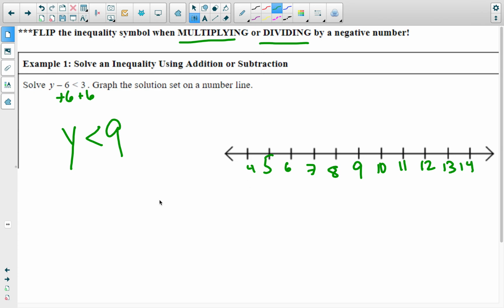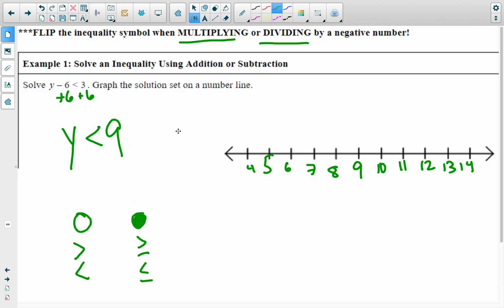When we graph this, the things we need to keep in mind are open circle or closed circle. This open circle is for greater than or less than symbols. The closed circle is for greater than or equal to or less than or equal to symbols. And we also need to keep in mind which direction the arrow is going to face.